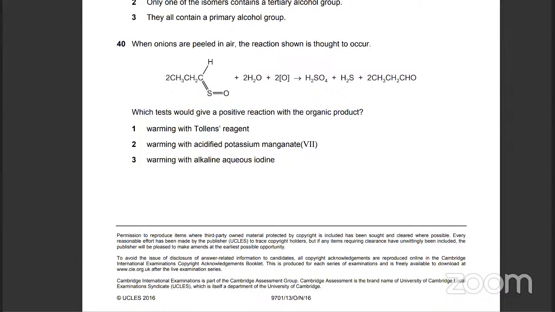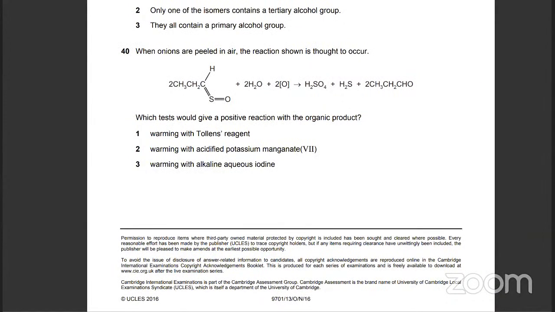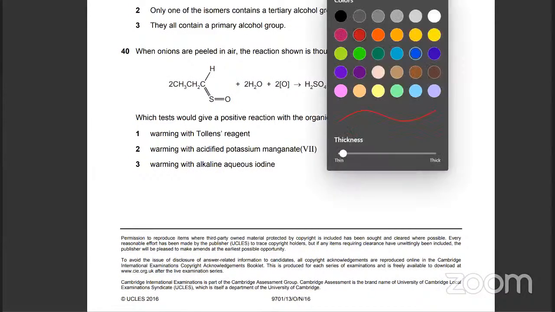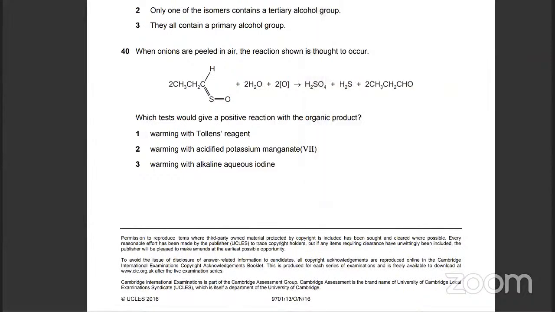Organic पहले कर लेंगे. So the first one over here is a question: there's a molecule, and which tests give a positive reaction for the organic product? The organic product that you have is an aldehyde, a 3-carbon atom aldehyde.